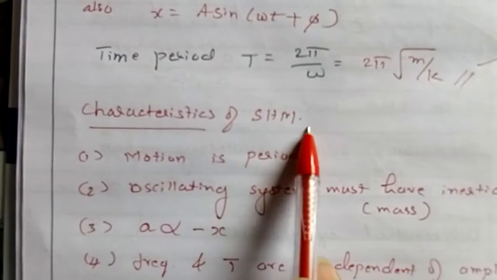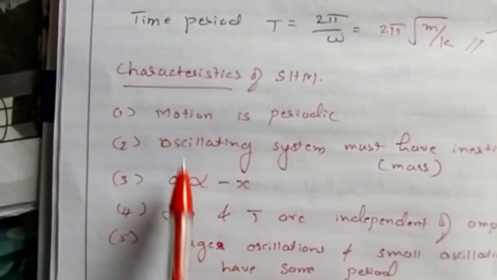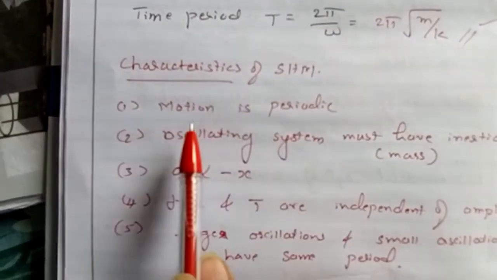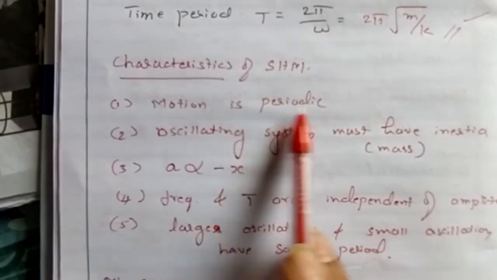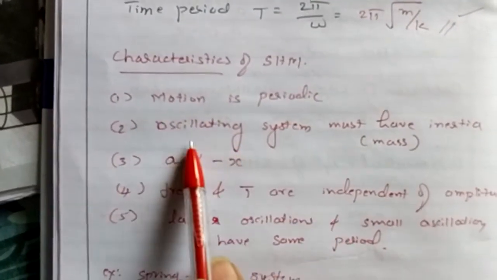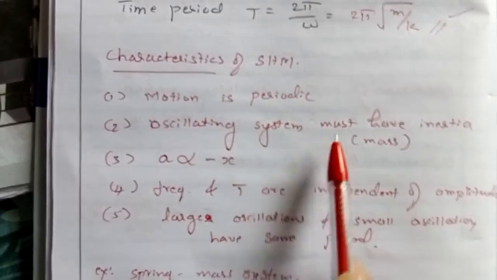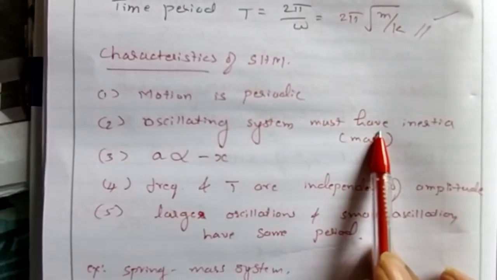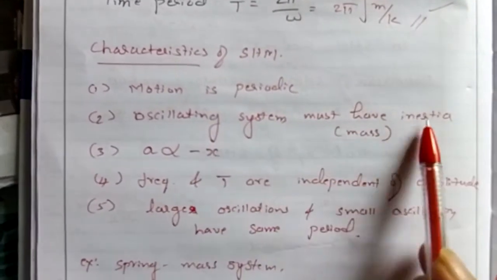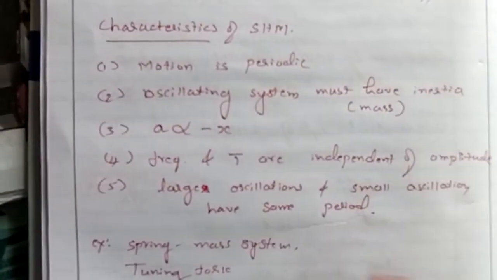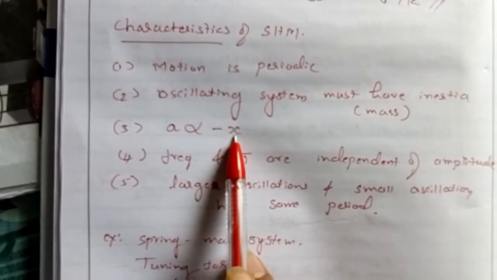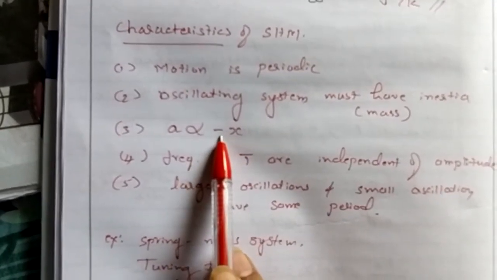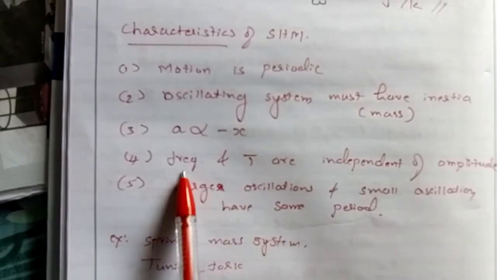What are the characteristics of simple harmonic motion? Whatever you understood, you list out; that itself is the characteristic of simple harmonic motion. Simple harmonic motion is a periodic motion. The oscillating system must have inertia, that means there should be some mass suspended to the spring, connected to the oscillatory system. Acceleration is proportional to displacement and is acting in a direction opposite to the displacement of the body from the equilibrium position.